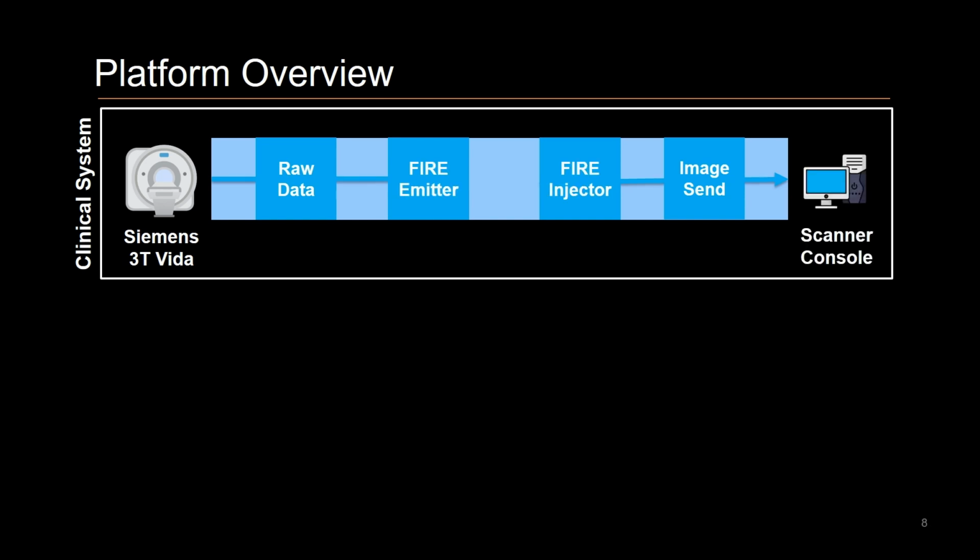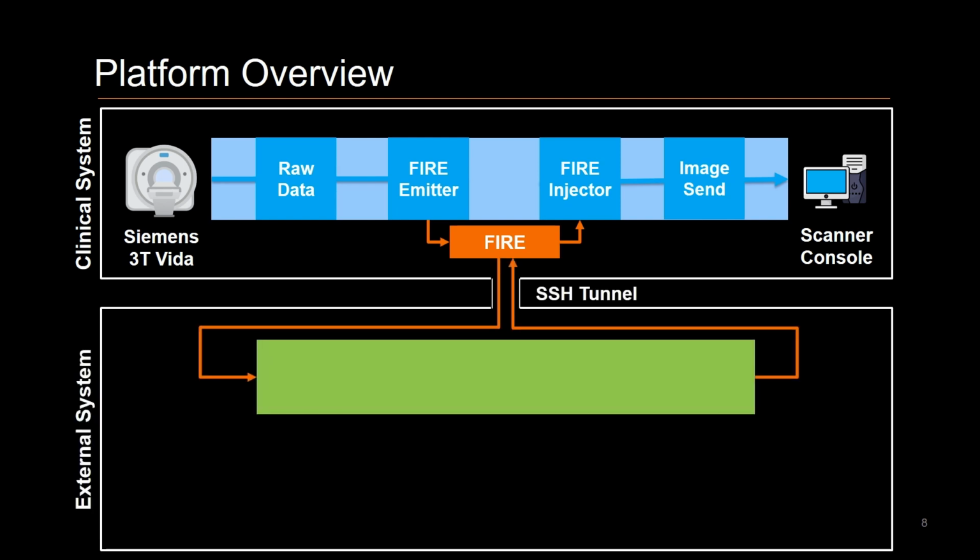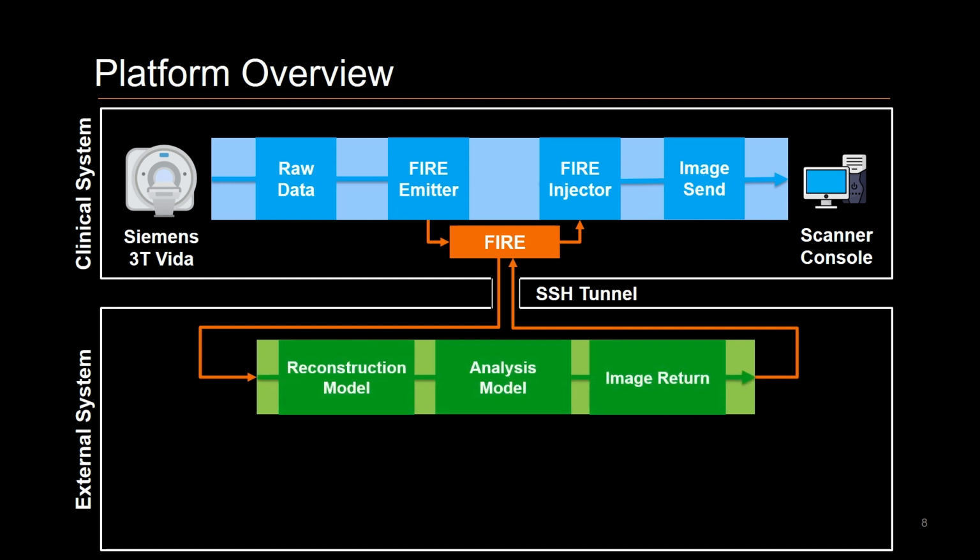By using the FIRE emitter and FIRE injector functors, we're able to augment the ICE pipeline using a FIRE server, which allows us to connect to an external system via an SSH tunnel. On the external system, we reconstruct the data and can perform analysis on data acquired and return the images and analysis results, which will be displayed on the scanner console.